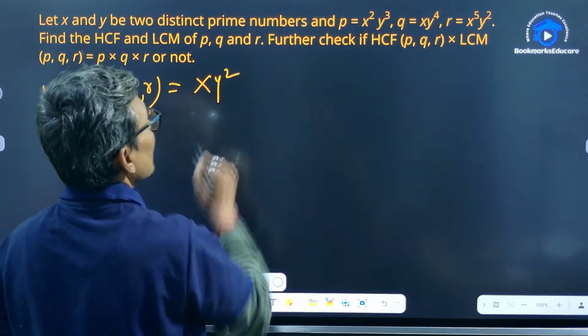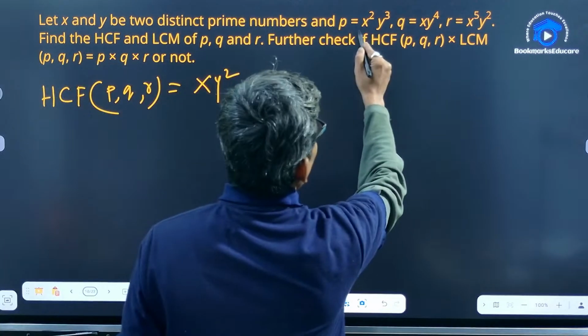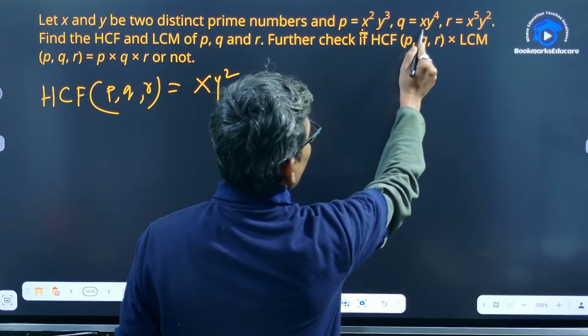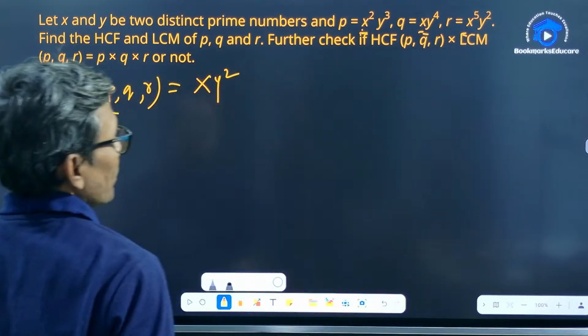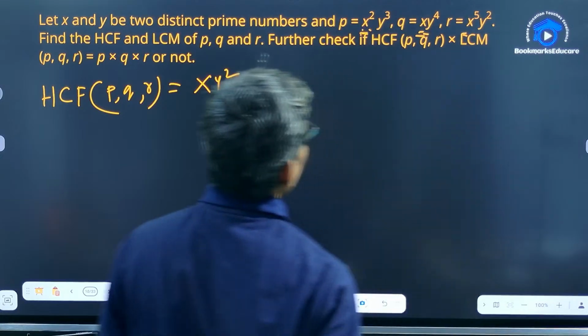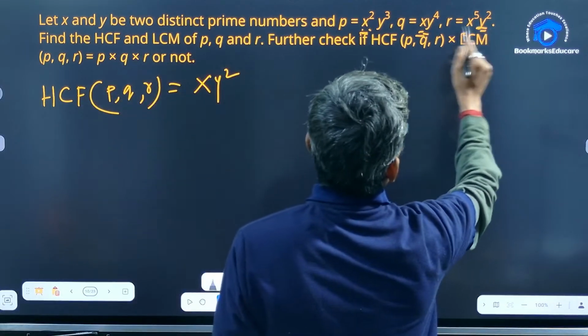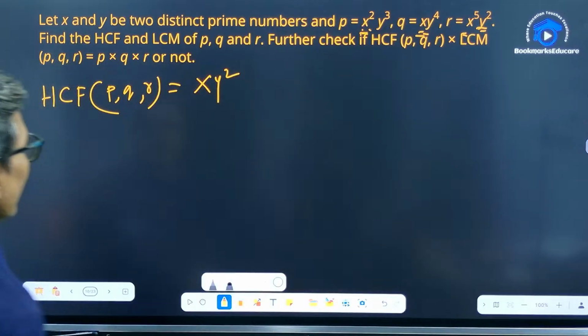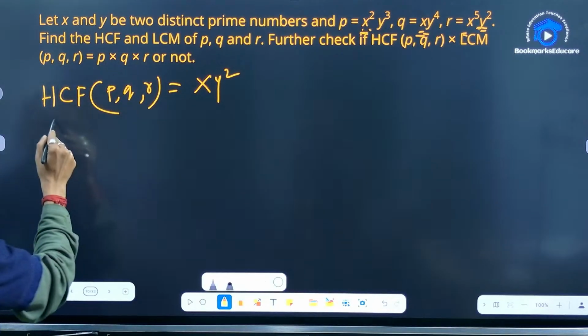y square. So x कॉमन है, तीनों में x कॉमन है. ठीक है. Least power वाला जो है वही कॉमन होता है. यहाँ पर x है और y square, तीनों में ही है, तो x इंटू y square is the HCF.